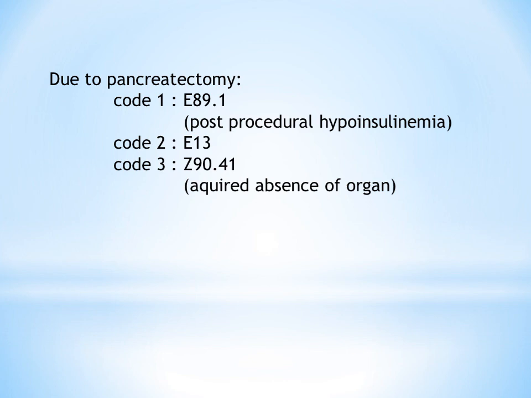So for the pancreatectomy, if diabetes mellitus is due to pancreatectomy, then our first code will be E89.1, second code will be E13, and third code will be Z90.41, that is acquired absence of organ.